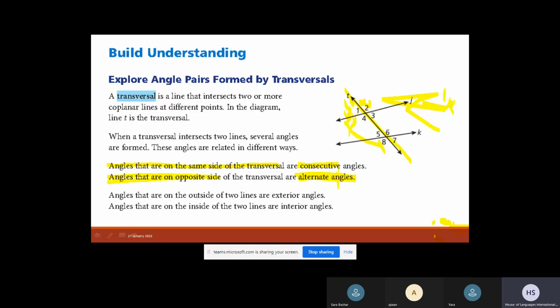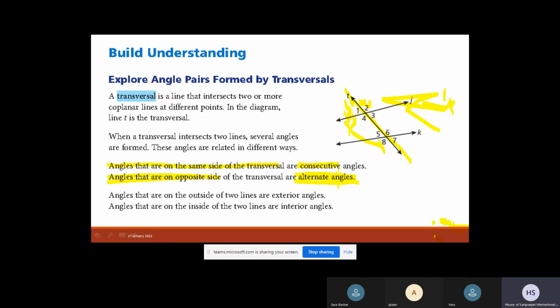Did you understand it? In alternate angles, they are on the opposite side, like one to the right and one to the left. 3 and 4 are not on the same side: one to the right of the transversal and one to the left. Here, 6 and 5: 6 to the right, 5 to the left. So they are not on the same side. They are on the opposite side. Okay, sorry.